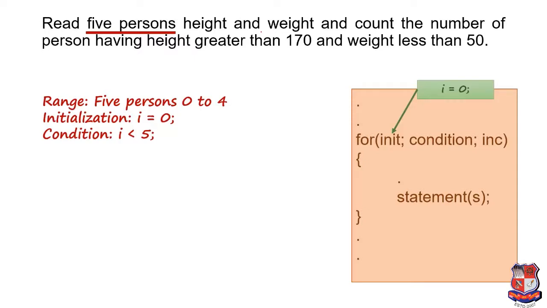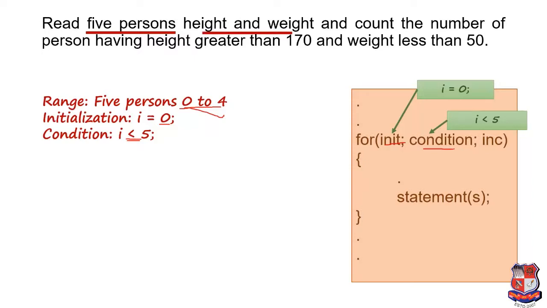So why i less than 5? We have to enter the height and weight of 5 persons. This loop will be executed from 0 to 4, because we are not writing equals over here, we are just writing less than. So the loop will start from 0 and it will go up to 4. These two things we are mentioning, that is initialization and condition. Now we are using the increment operator over here because we have to increment the value.